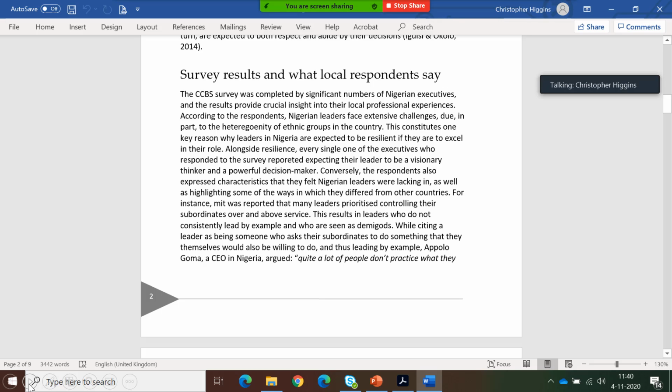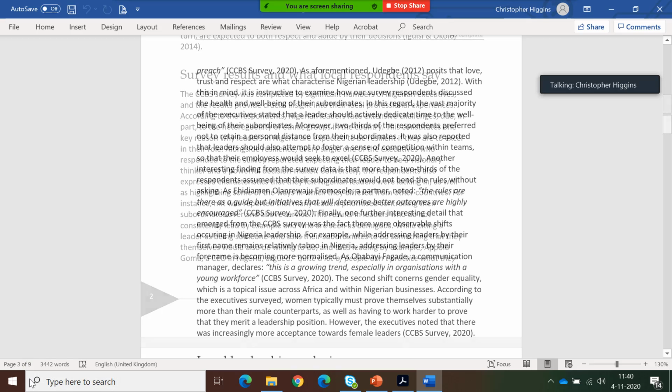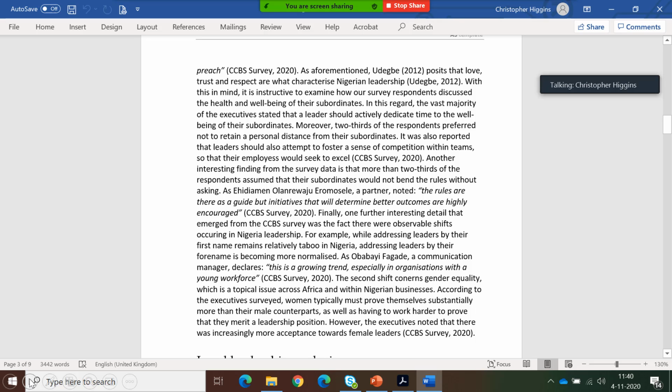Okay, so this is another example. This comes from Team Nigeria, and this is from their particular survey section. Again, they have a nice introduction that introduces what the survey is and what it's going to provide insight into. At the very bottom, they have a quote from Apollo Goma, a CEO in Nigeria, who agreed to have their name, but not necessarily what company they worked for. And they have a direct quote from this person. Quite a lot of people don't practice what they preach. CCBS survey 2020. Then they have a traditional reference that they've mentioned in their CP.